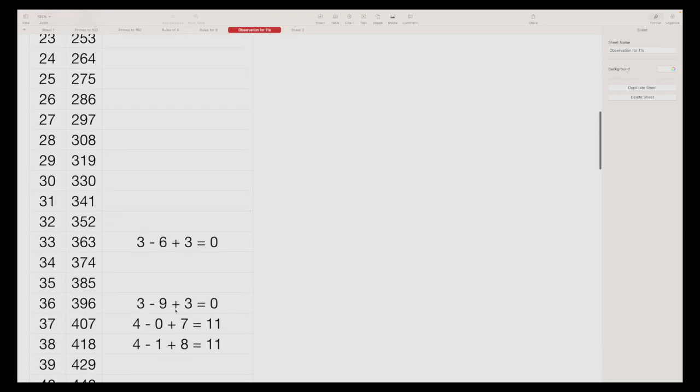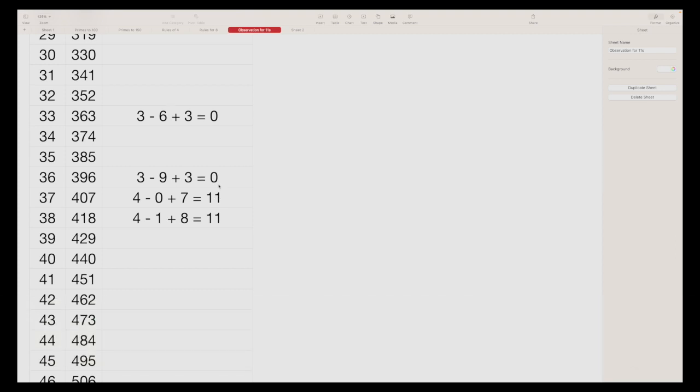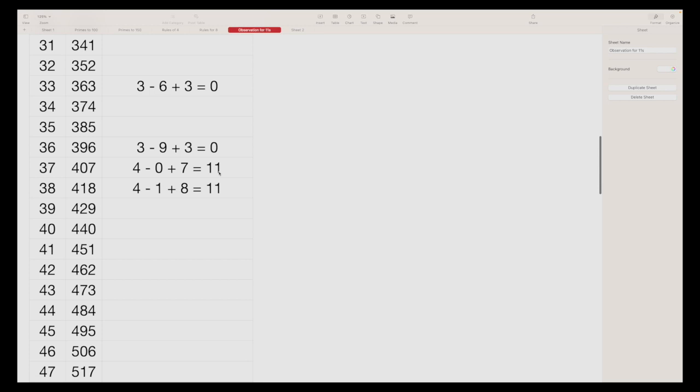And that is right here, 407. If you do the same rule, 4 minus 0 plus 7, it adds up to 11. So if the number is plus minus plus minus plus minus plus minus plus minus all the way, it doesn't matter how long the number is. If it sums up to 11 or 0, it might, I'm not saying it's guaranteed, but it might be divisible by 11. And so what we see here is divisible by 11.